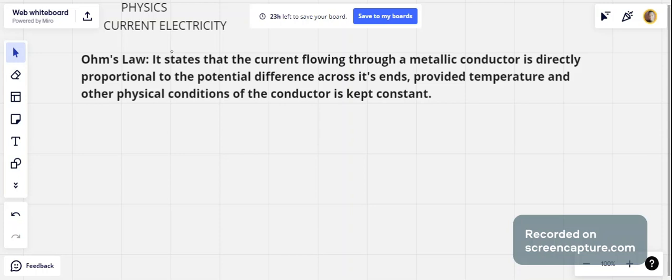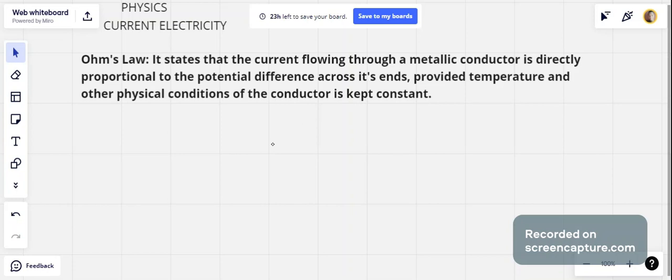Okay, let's look at Ohm's law. Ohm's law states that the current flowing through any metallic conductor is directly proportional to the potential difference across its ends, provided temperature and other physical conditions of the conductor are kept constant.